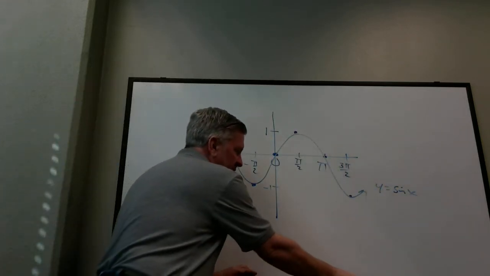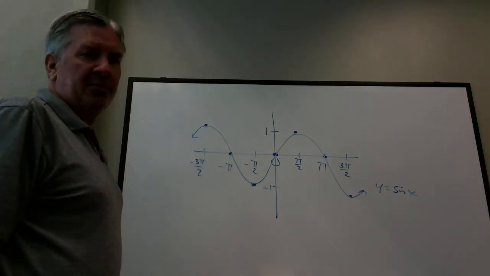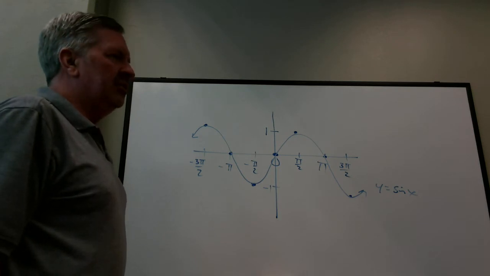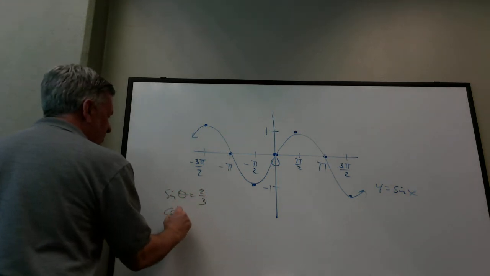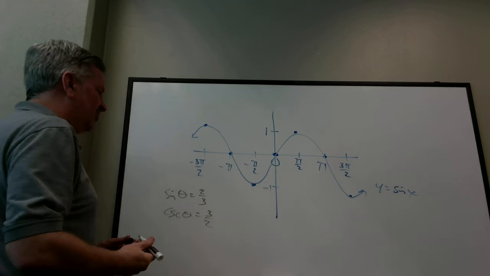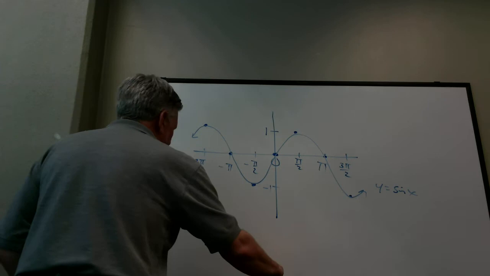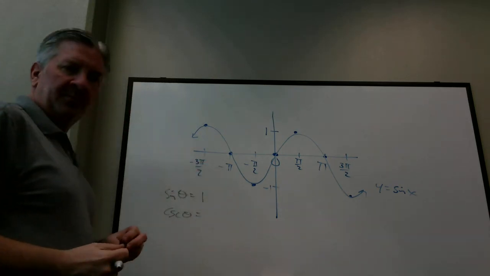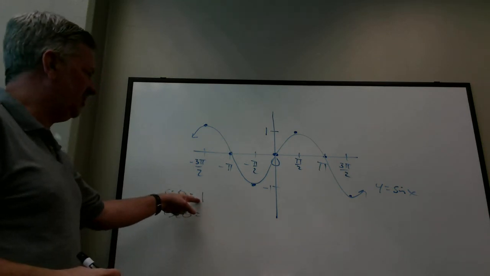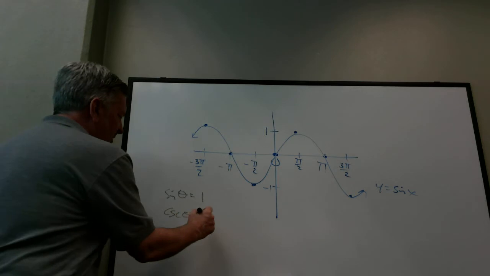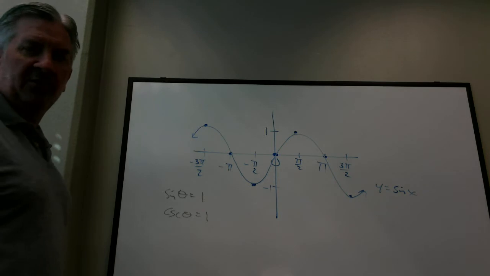Now I want to construct the cosecant graph from this. Remember, sine and cosecant are reciprocals of one another. For example, if you knew sine of theta was 2/3, cosecant of theta would be 3/2. It'd be the reciprocal. Suppose sine of theta were 1. What would cosecant of theta be? Well, cosecant's a reciprocal of sine, so cosecant of theta would also be 1. So notice everywhere that sine is equal to 1, cosecant will also be 1.